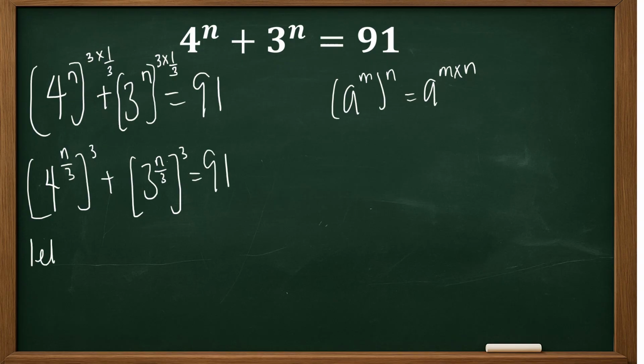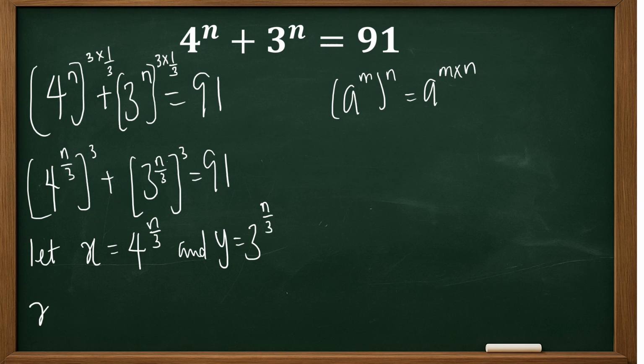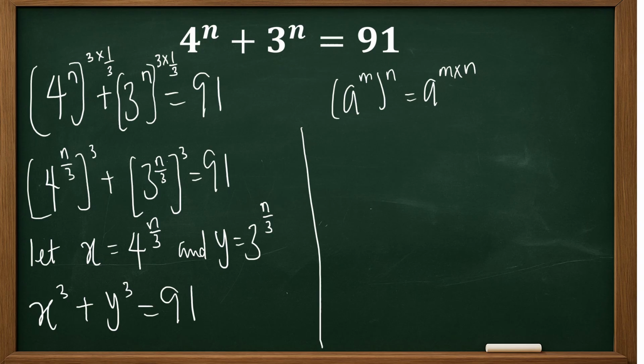Now let x be equal to 4 to the power of n over 3, and let y be equal to 3 to the power of n over 3. So the given equation above is going to be x to the power of 3 plus y to the power of 3 equals 91. Now from here, we have x to the power of 3 plus y to the power of 3 equals 91.